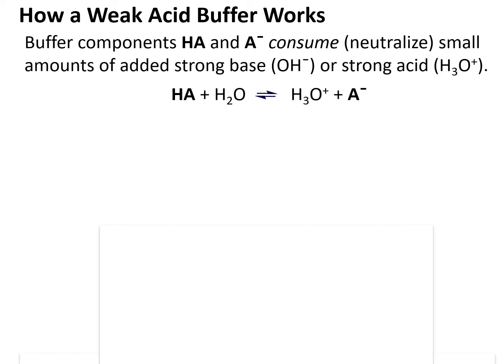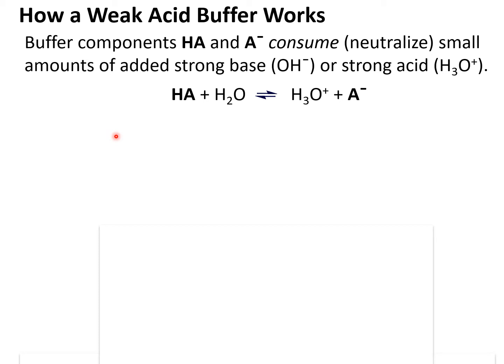Here we'll see what actually happens when a strong base, hydroxide, is added to a buffer. As you may recall, a buffer is composed of a weak acid and its conjugate base, or equivalently, a weak base and its conjugate acid. So here we see the equilibrium reaction between the weak acid and its conjugate base. And we see that our weak acid HA reacts with water, and we have an equilibrium reaction that produces H3O+ and its conjugate base A-.